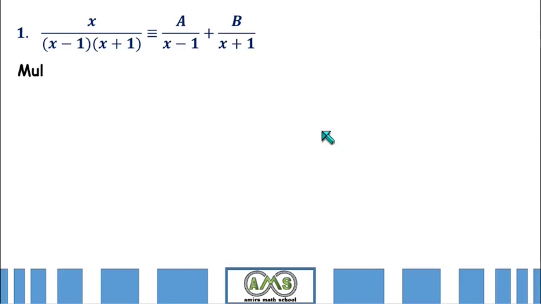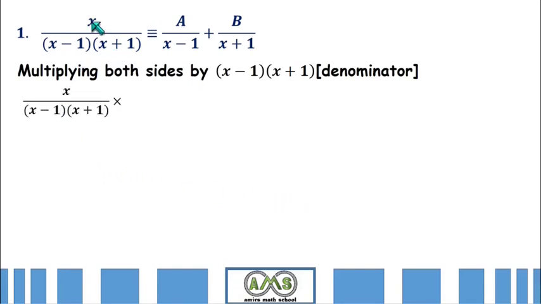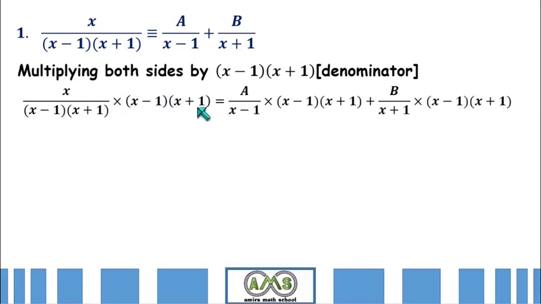So first, what should we do? Multiply both sides by this denominator, x minus 1 times x plus 1. In this case, we have x divided by x minus 1 times x plus 1 times this denominator, x minus 1 times x plus 1, which is equal to a divided by x minus 1 times x minus 1 times x plus 1 plus b divided by x plus 1 times x minus 1 times x plus 1. That is multiplying both sides by this denominator. In that case, we will get x equal to a times, these two cancel, x plus 1 plus b times x minus 1. So this is our final equation.